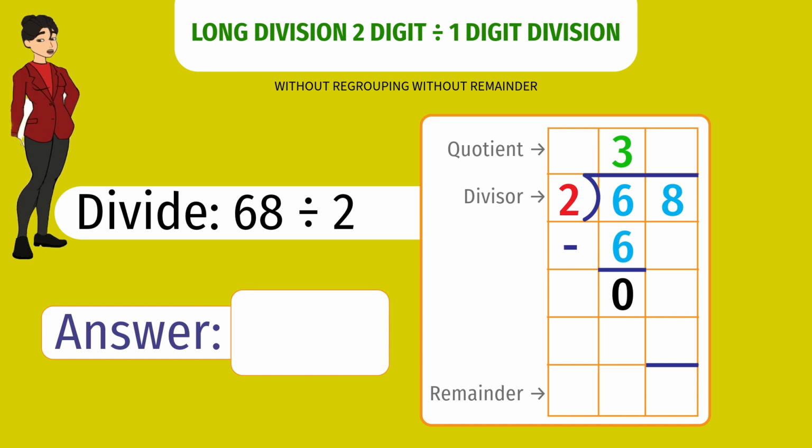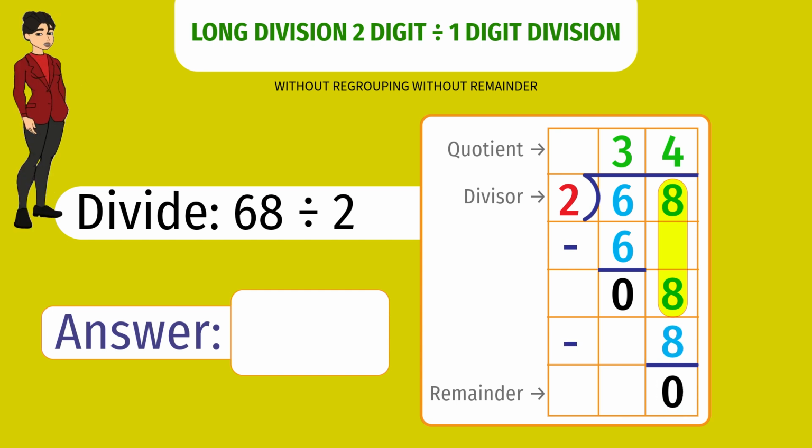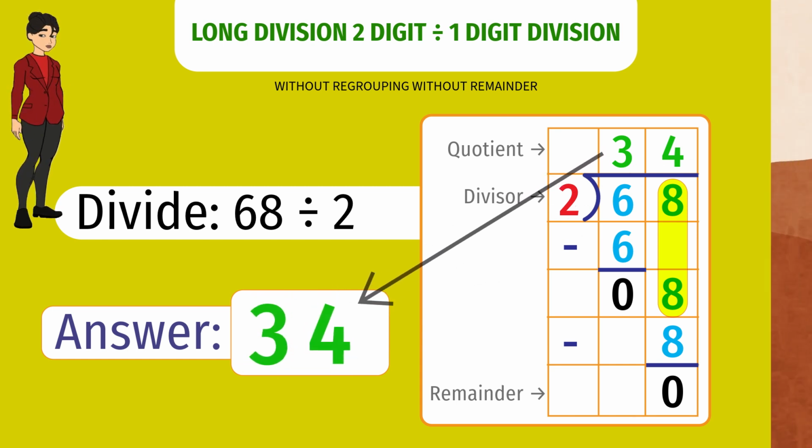Next digit of dividend, 8. 8 divided by 2 is 4. Write 4 in quotient space. Write 2 into 4, 8 below 8 of the dividend. Subtract 8 minus 8 to get 0. Division is complete. Quotient is 34, remainder is 0. Answer of division is 34.